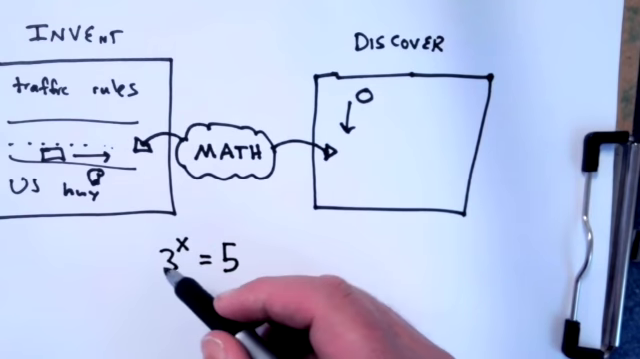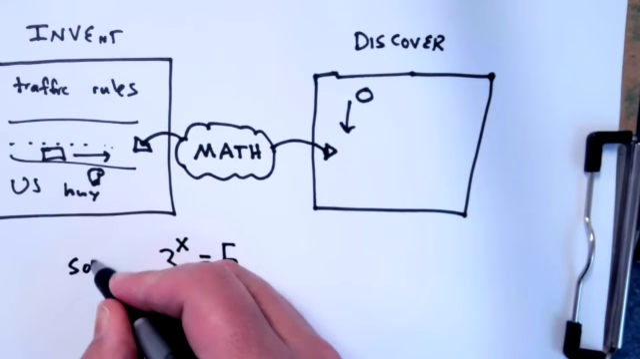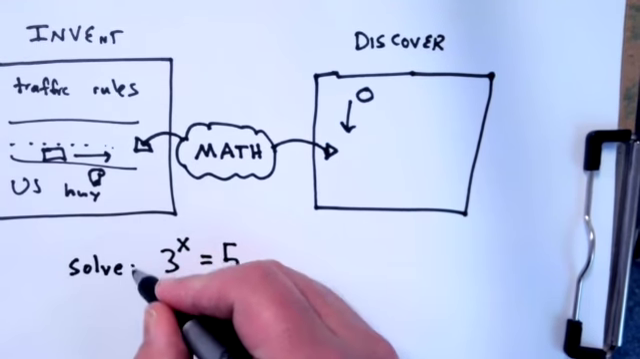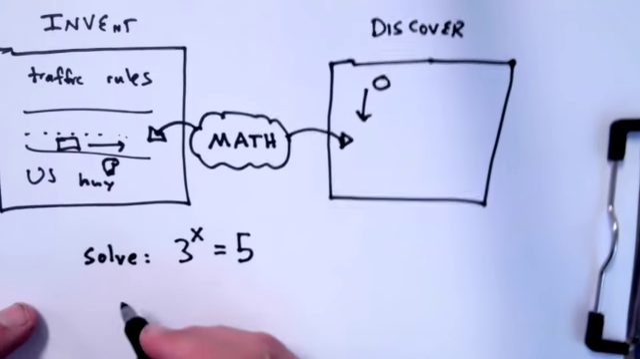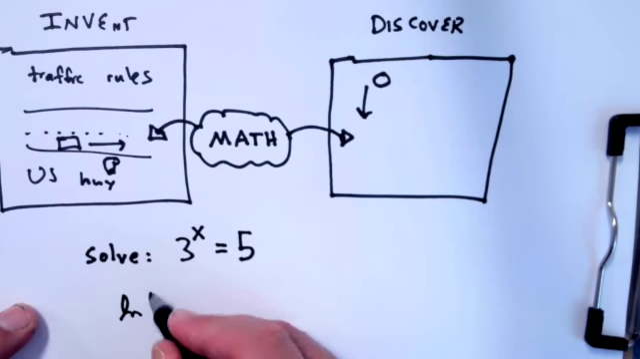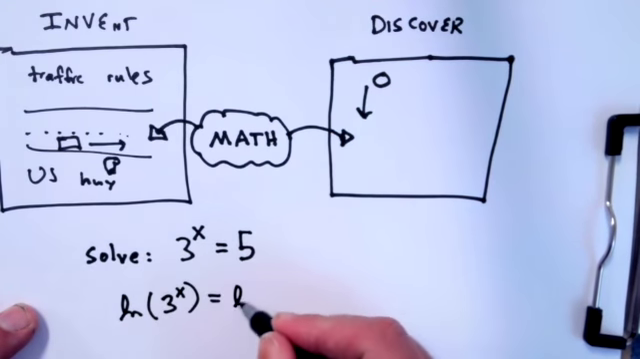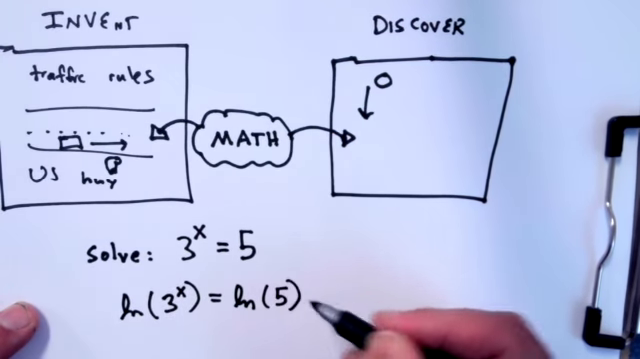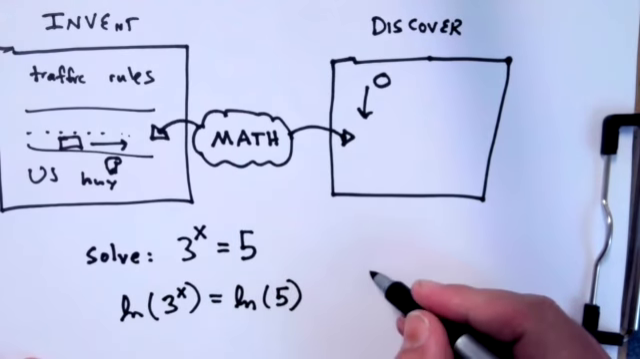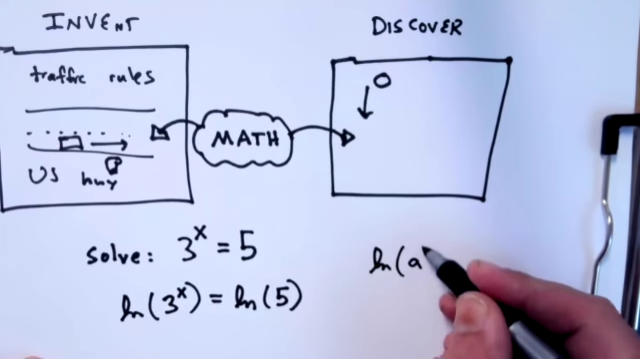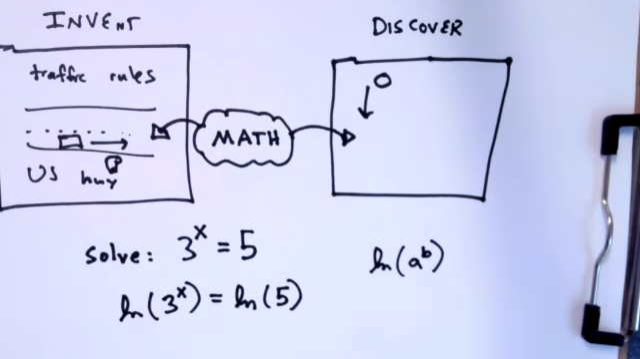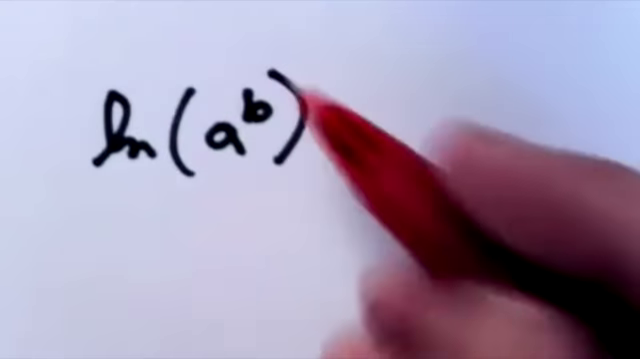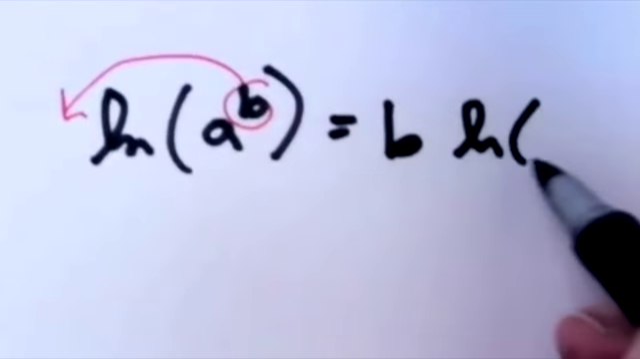If I had an equation like 3^x = 5, and I asked you to solve that, we would take the natural log of both sides. In modern parlance, we would say, okay, I'm taking ln of 3^x, and that's equal to ln of 5. And then there's something called the properties of logarithms. One of the properties of logarithms is that when you apply a logarithm, you get to bring the exponent down. We can bring this b down, and this would become equivalent to b times natural log of a.